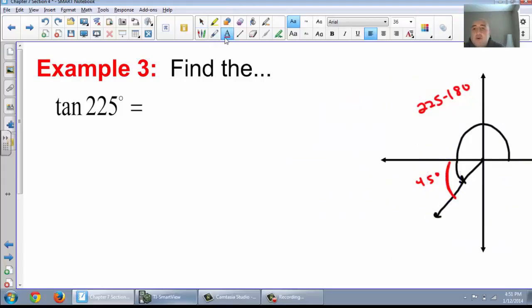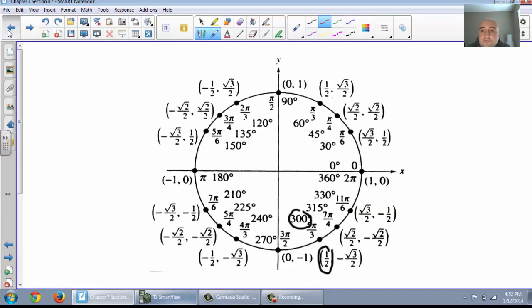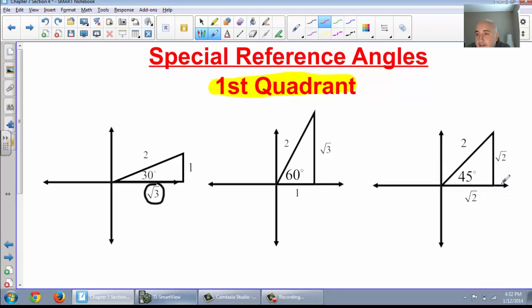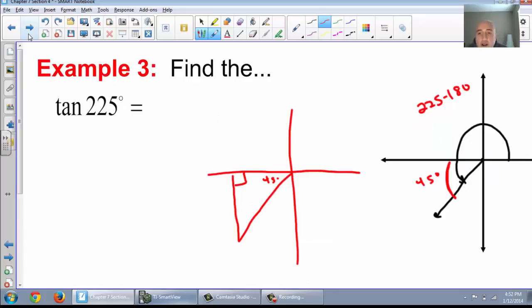All right, so I have a 45-degree triangle in the third quadrant. So I'm going to draw a right triangle with a 45 here, and let's look at our triangles. Notice my x and my y are both square root of 2. Okay, so we just have to make sure we get our signs right. We went to the left, so it should be negative square root of 2. We are going down, so it should be negative square root of 2. And remember, hypotenuse is always 2.